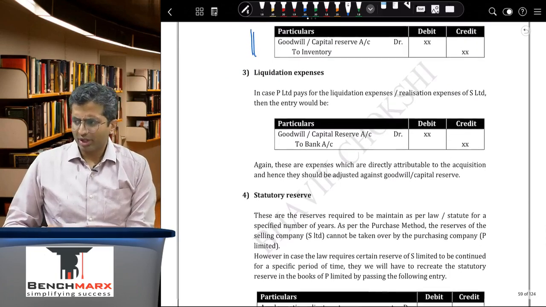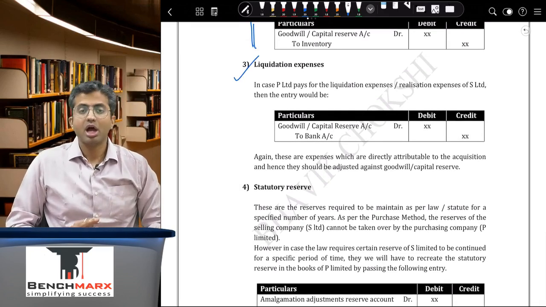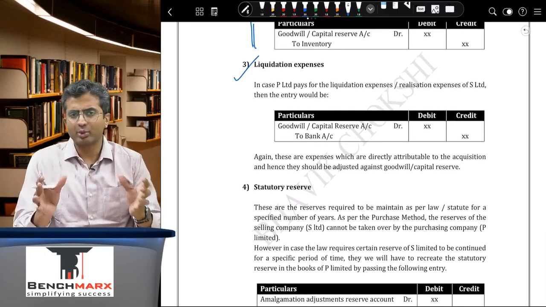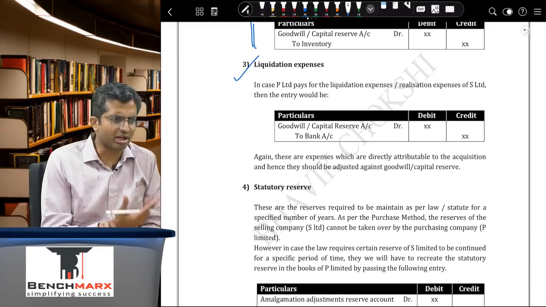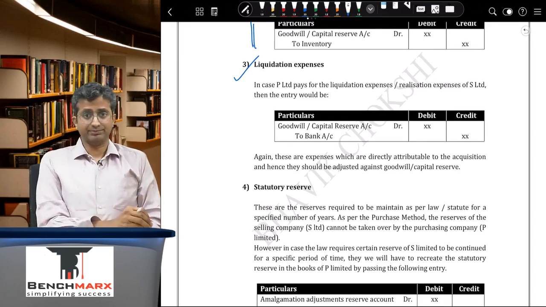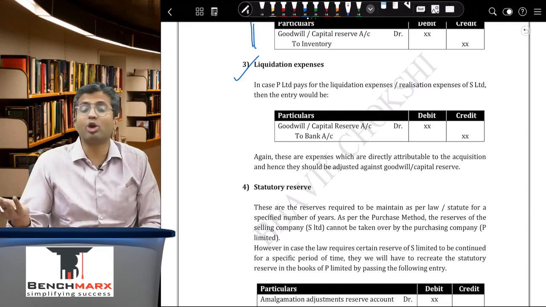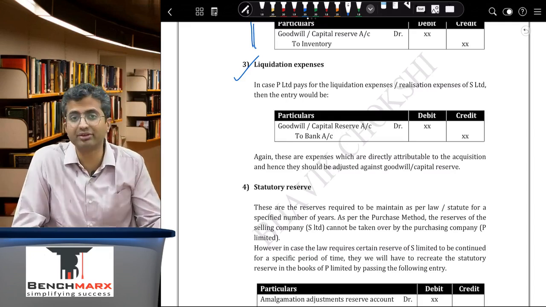Now there is a new adjustment that will come which is on statutory reserves. Remember, in a regular acquisition, you take over assets and liabilities. Assets are transferable. You can transfer land, building, machinery. Liabilities are also transferable. However, reserves are something which cannot be transferred. You really cannot transfer your reserves.